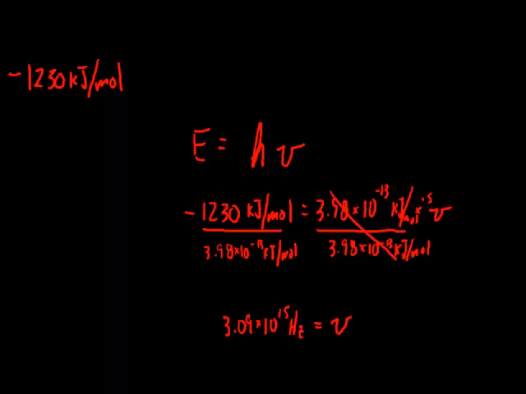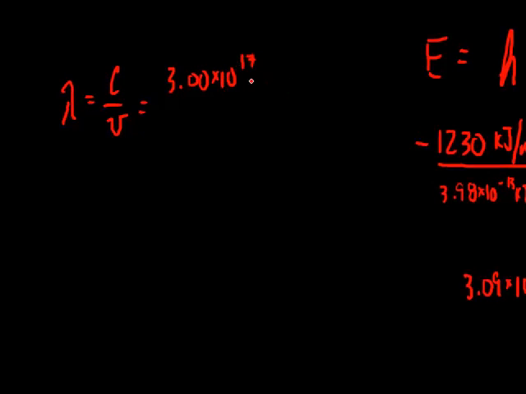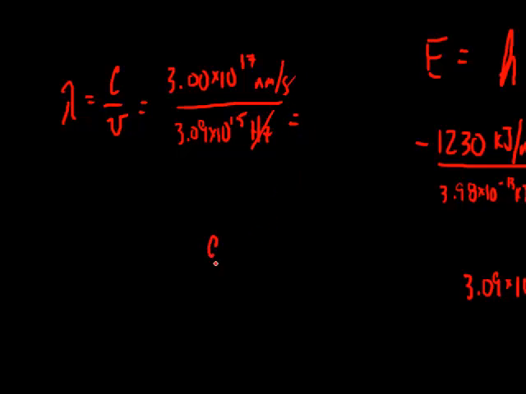So there's step 2. We still don't have the wavelength. The wavelength is equal to c divided by nu. So 3.00 times 10 to the 17th nanometers per second, divided by the 3.09 times 10 to the 15th per second, hertz. And you get 97.1 nanometers.